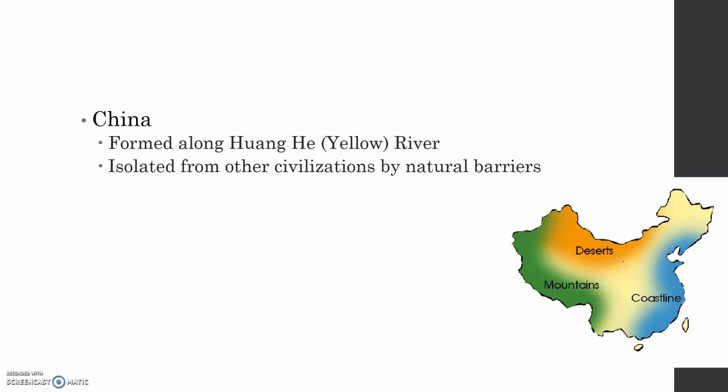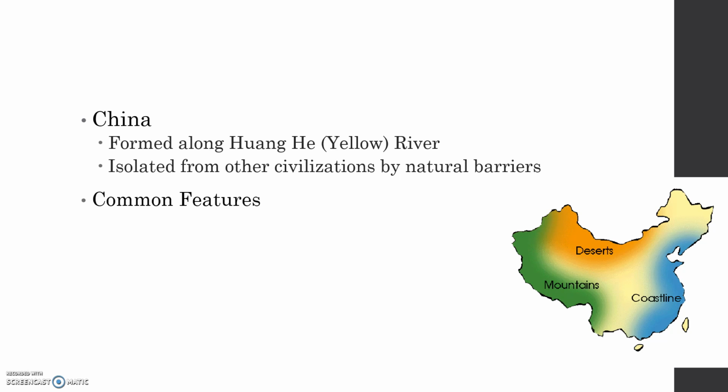So China was able to use that to its advantage of keeping some contact and trade with the outside world, but always on its own terms. It was very, very difficult to invade China as outside forces. But we'll talk more about China later.